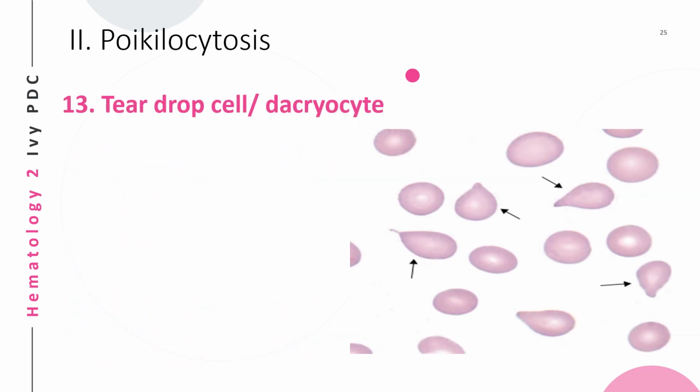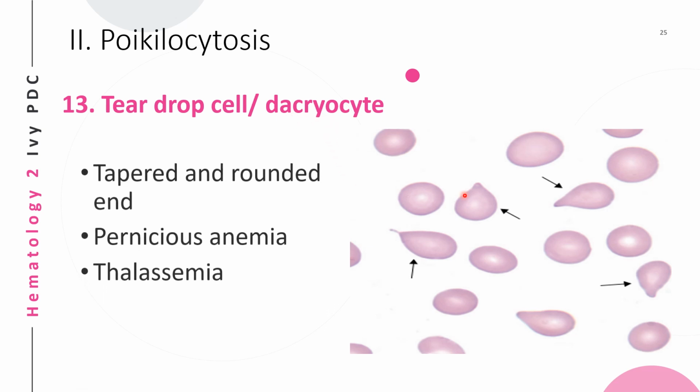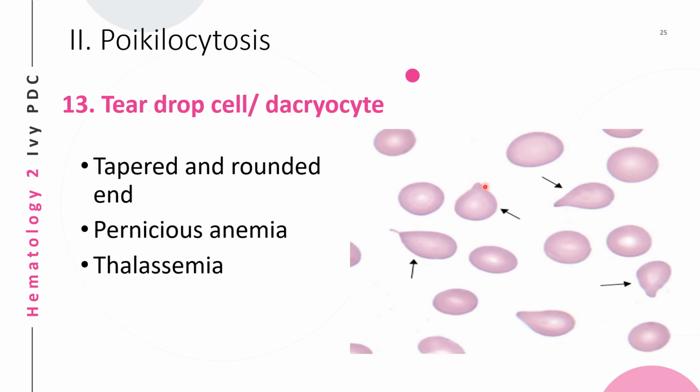The next poikilocyte is a teardrop cell, also known as a dacryocyte. These are the dacryocytes. I usually remember this term because of the word cry inside the dacryocyte, which means tear. Now, these cells are described to be tapered on one end and rounded at the other end, usually seen in pernicious anemia and thalassemia.